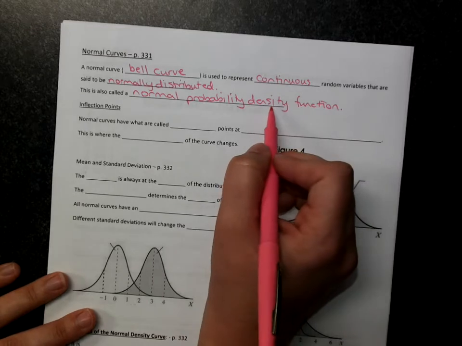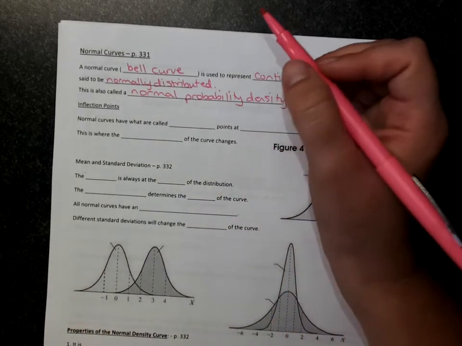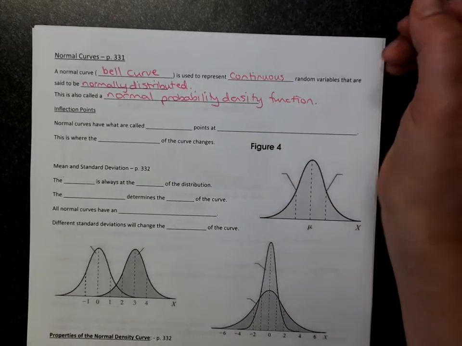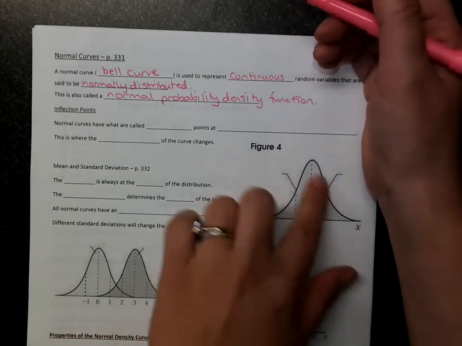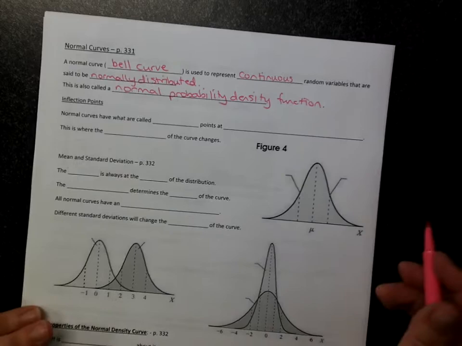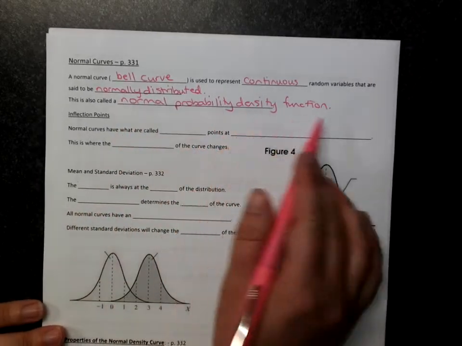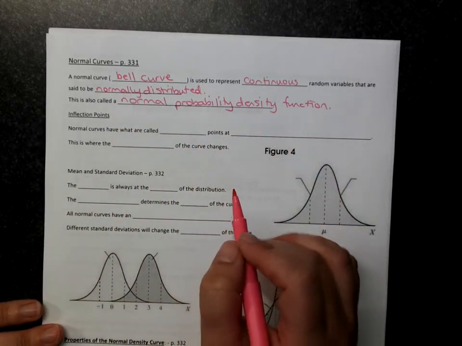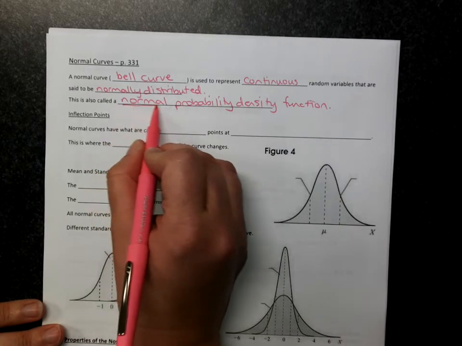The word density comes from calculus. We really don't need to know why it's called density, but calculus measures areas under curves, and so that's considered a density of the curve. So normal probability density function is another phrase you might see. We're first focused on the word normal.